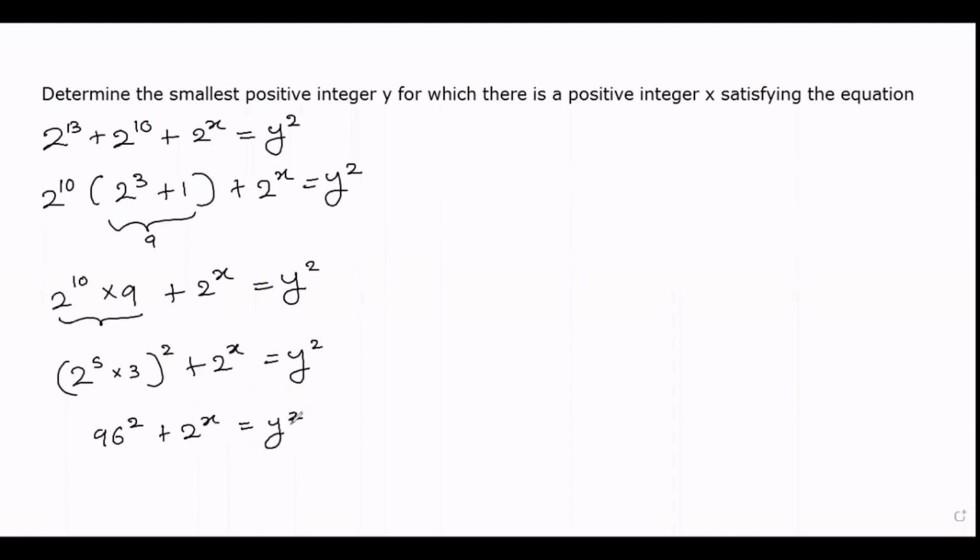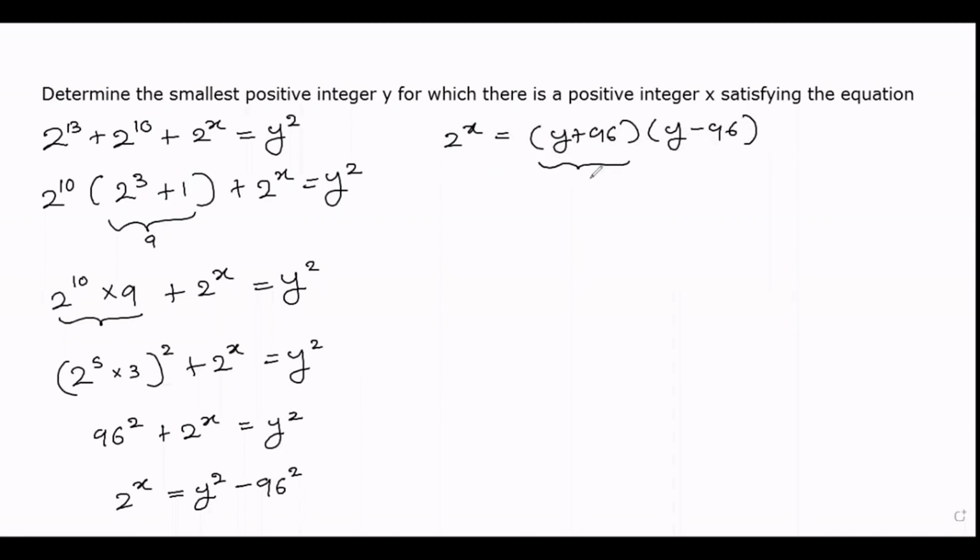Now we have 96^2 + 2^x = y^2. Then, 96^2 moves to the other side. According to the difference of two squares, y^2 - 96^2 can be written as (y + 96)(y - 96). Since y is an integer and the left side is equal to 2^x, both y - 96 and y + 96 must be a power of 2. So, we can take this one as 2^m and this one as 2^n.